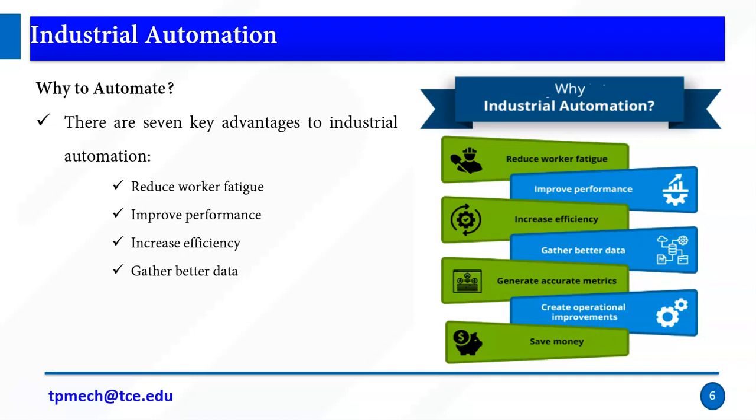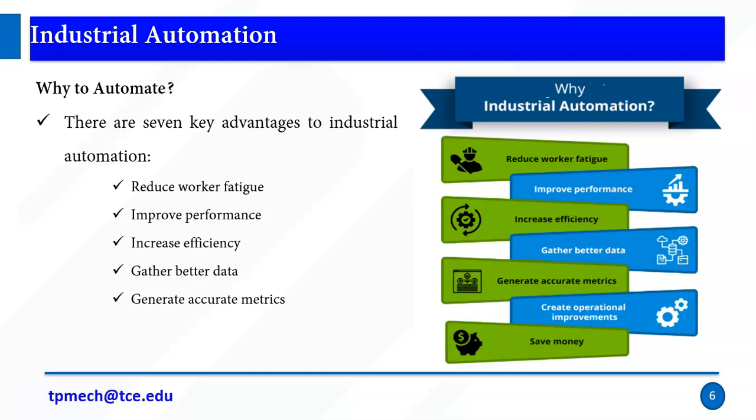For example, if it is a manual process, we never know which state or stage we are in. If we automate, it is entirely controlled by computer systems, and we know these are the processes, so we can gather better data. Next, generate accurate metrics.